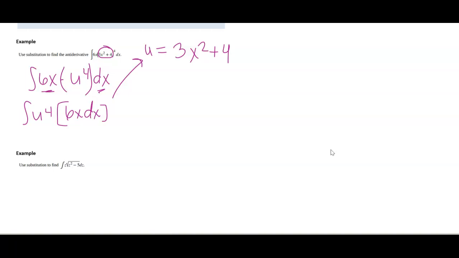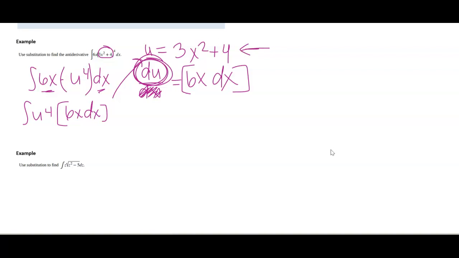So I'm going to take the derivative of this, because that's how I find du. And I'm going to take the derivative with respect to x. And when I do that, I find out I get 6x plus 0. And I can move this dx over here. So it just so happens 6x dx is du when we define our u as 3x squared plus 4. So I can write this as the integral of u to the 4th, and then in place of 6x dx, I'm going to put du.